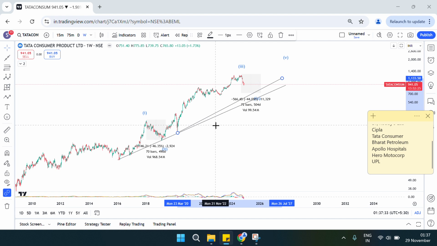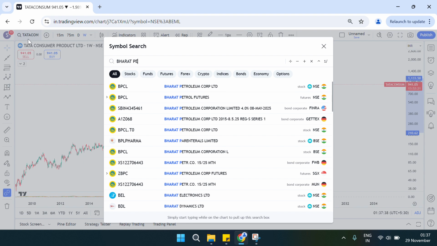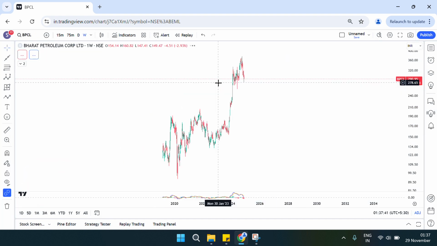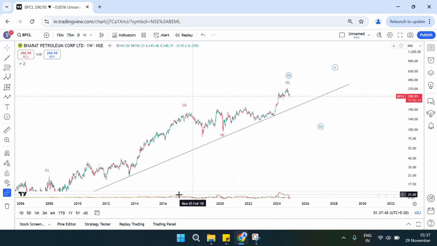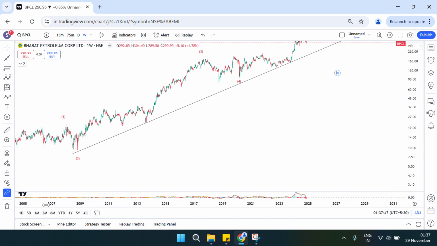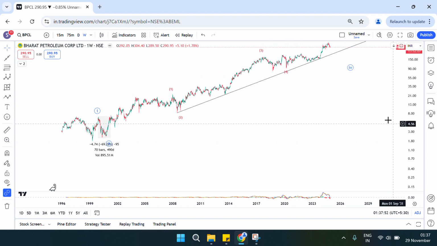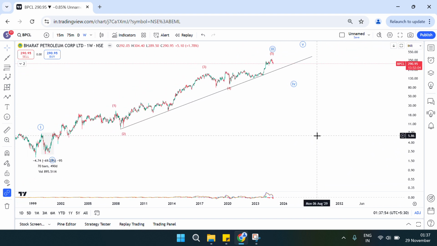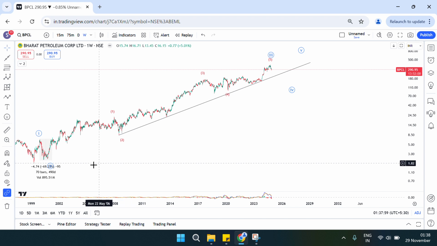Next one is Bharat Petroleum. Now again, Bharat Petroleum, we are in wave 5 and we have had a very long extended wave 3 here as well. So we've had a wave 1 and 2 sort of getting over in 2000. Now from there, it's been a very long extended wave 3, which is getting completed now.